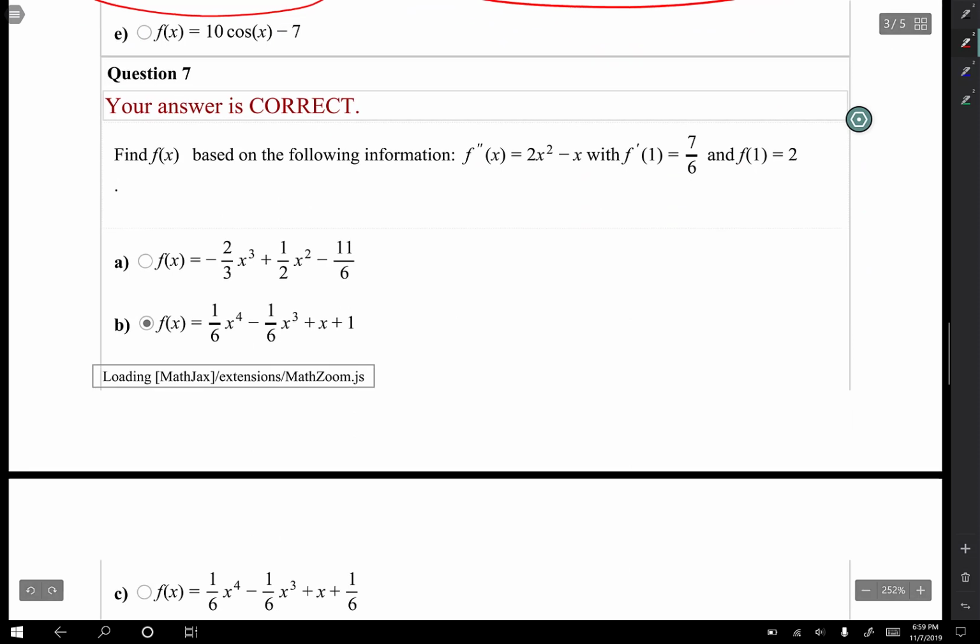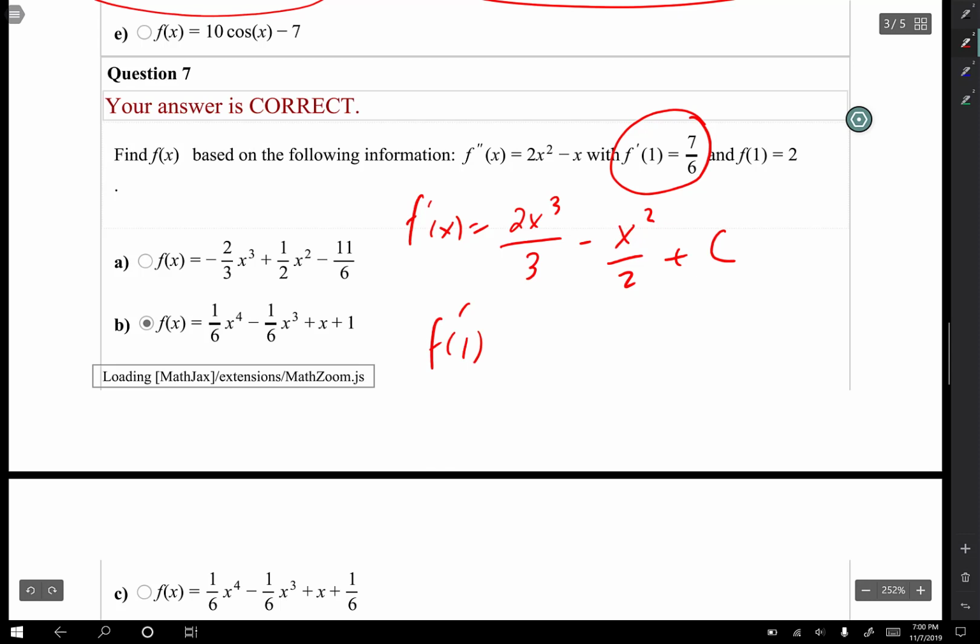This one here was, I think, the exact one from the notes today. So I'm just going to do antiderivative, guys. So here we go. F prime of x equals the antiderivative of 2x squared, which is 2x cubed over 3. The antiderivative of x is x squared over 2. And then I'm going to write plus c. And then I'm going to plug in this because I have f prime of 1 equals 7/6. So I'm going to write f prime of 1 equals 2 times 1 cubed over 3 minus 1 squared over 2 plus c equals 7/6.